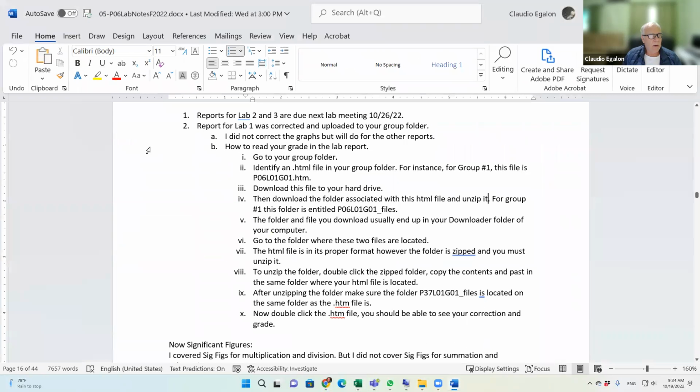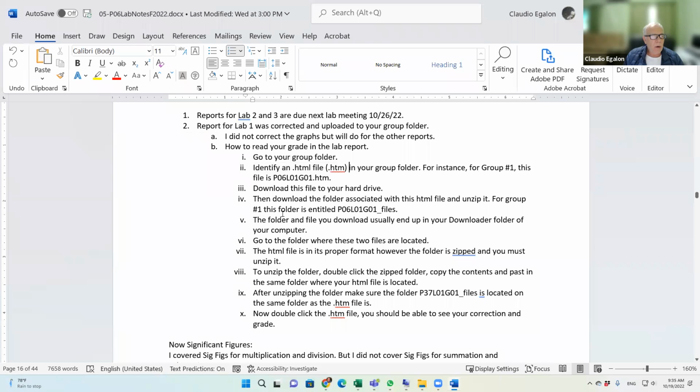Okay, let's see how to read your grade in your lab folder. All right, go to your group folder, identify an HTML file in your group folder. The HTML should be .htm, right? In your folder.